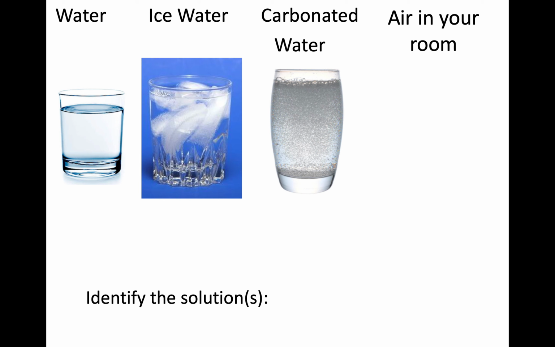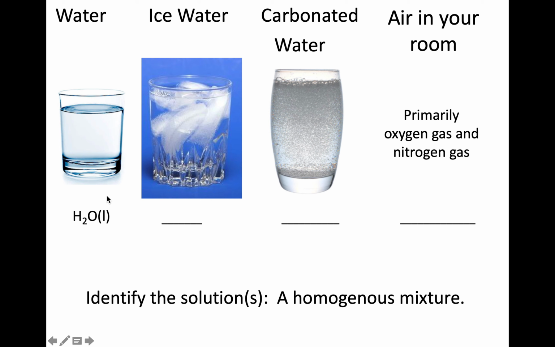Returning now to our original question. So we have water, ice water, carbonated water, and the air in the room that you're in. The task is to identify the solutions. A solution is a homogeneous mixture. Let me add another piece of information. If I'm trying to represent water, I'd be representing it as the H2O molecule, and the L is given the state. So that would be H2O as a liquid.